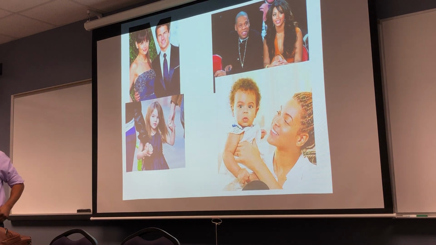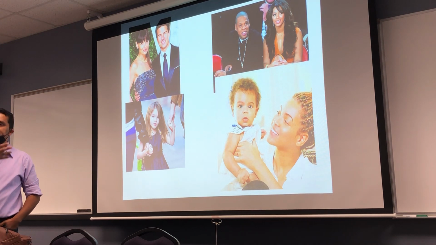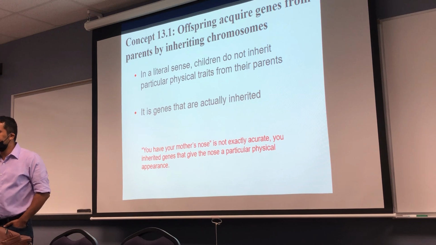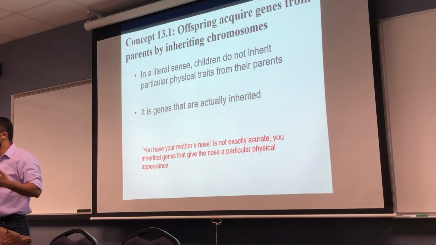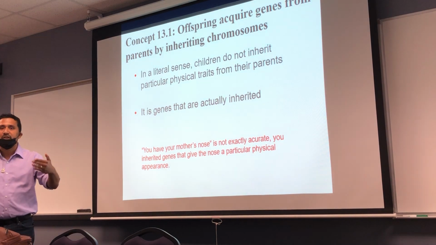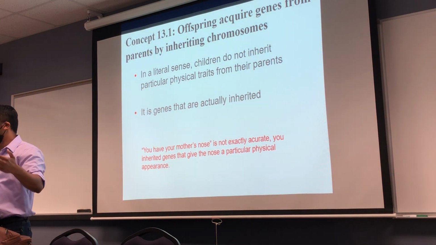You can see here, right, parents and offspring, children, passing their traits, and you can see similarities. So whenever you hear that you have your mother's nose, that is not exactly accurate. The traits are not being passed on. The genes are the ones that are being passed on, and once they are expressed, then those will be the phenotype, the appearance.